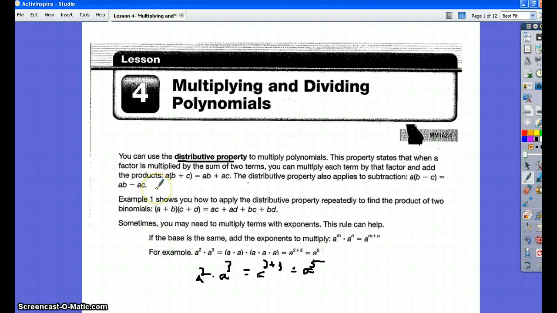Okay, so today we're doing multiplying and dividing polynomials. It's MM1A2C. Anyways, this is just the distributive property. Remember, it's basically foiling. So first, outer, inner, last.